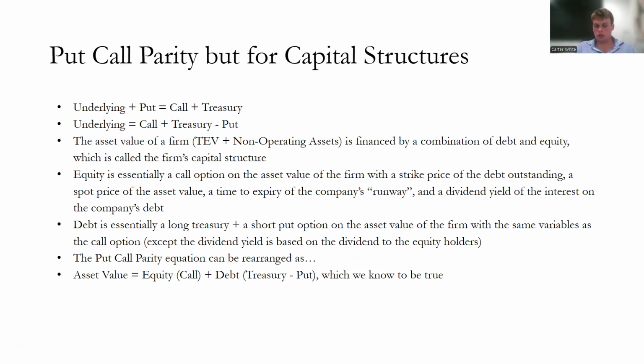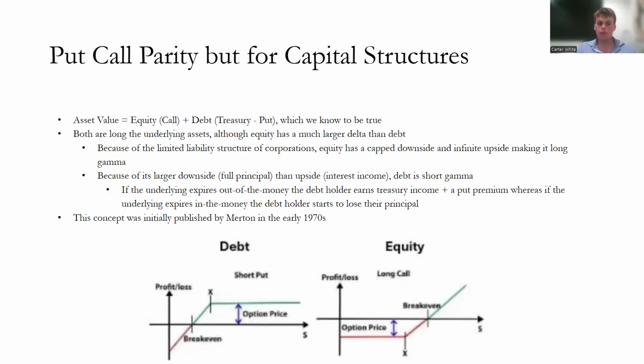And we know this equation is true. The asset value of a company equals the equity plus the debt, because equity and debt are a function of the asset value of the company. So thinking about this more, like I said, both are long the underlying assets. They just have very different risk reward, right?